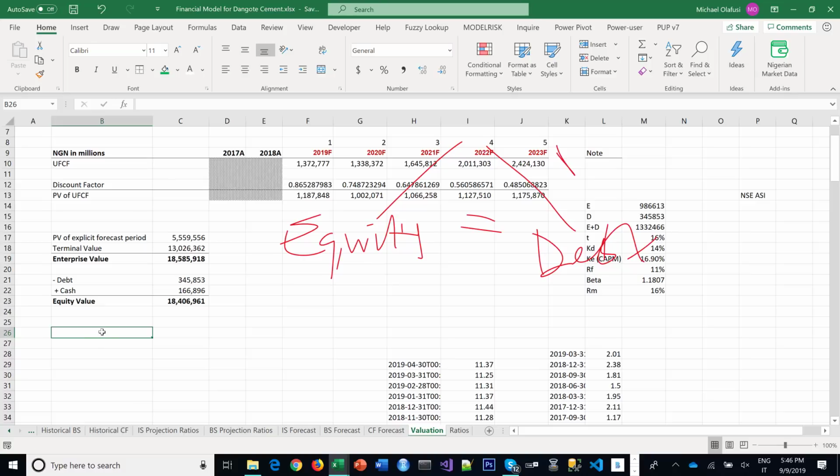So I can go and grab the shares outstanding if I want to know it on a per share basis, and with that I can compute the price per share, or equity value per share. So what's the right price per share? Okay, let's go and grab the shares outstanding for Dangote Cement.